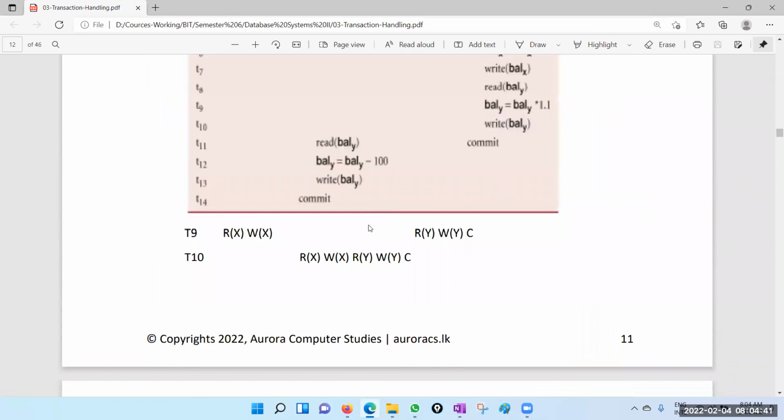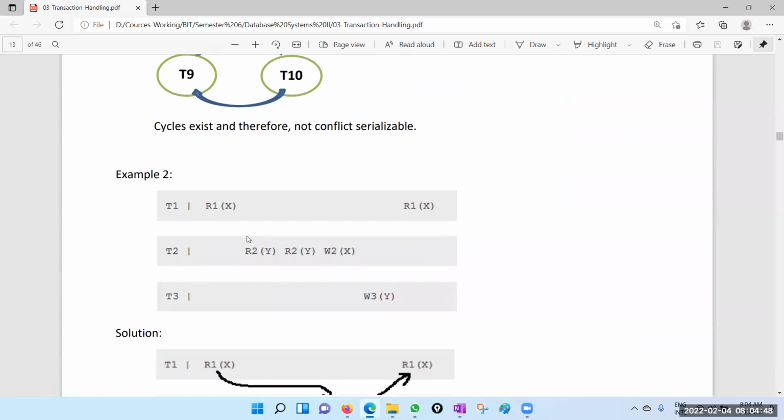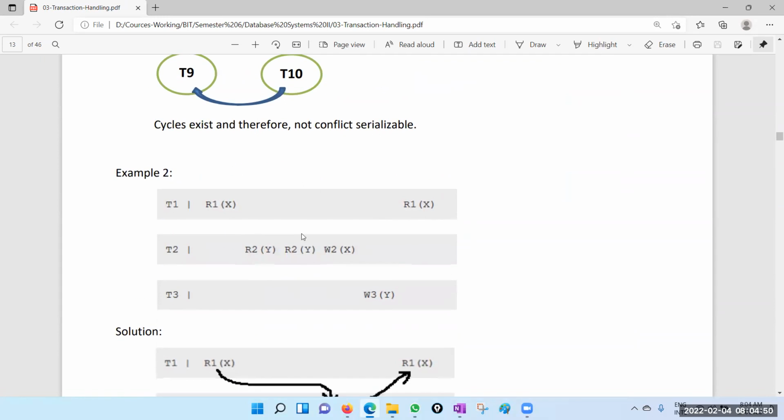It's very easy. You just write the relevant read-write operations of each and every transaction, and of course those will be mixed. Then you draw the precedence graph. If the precedence graph has no cycles, we say that that schedule is conflict serializable. And also we discussed how to find the equivalent serial schedule.